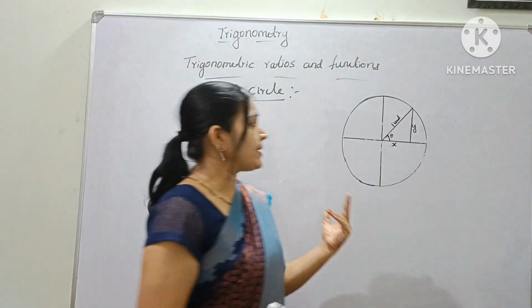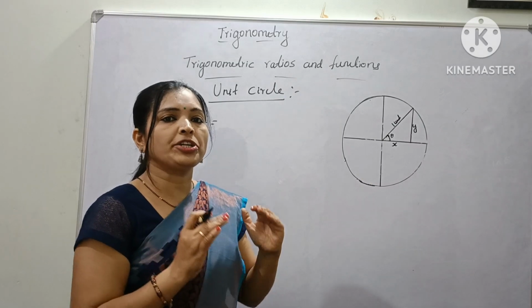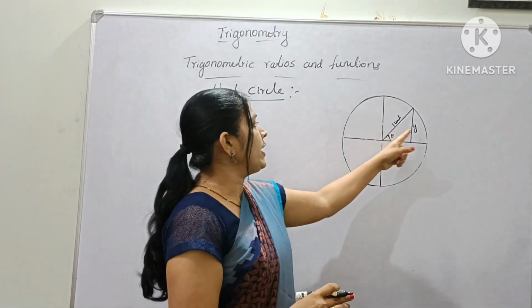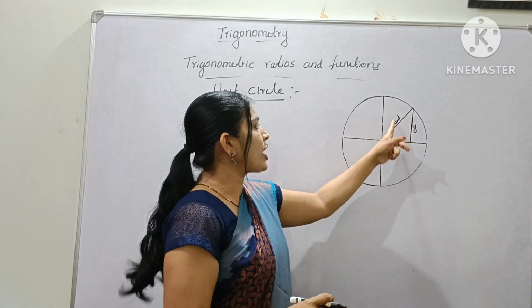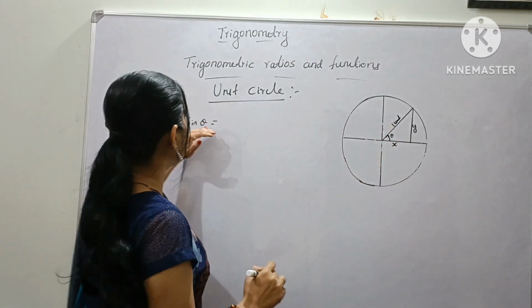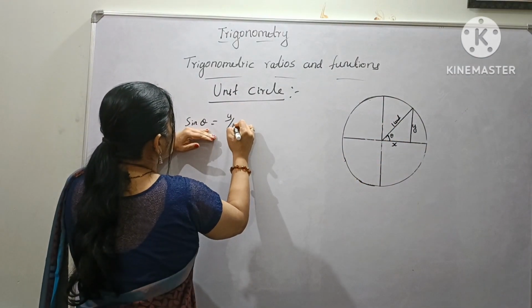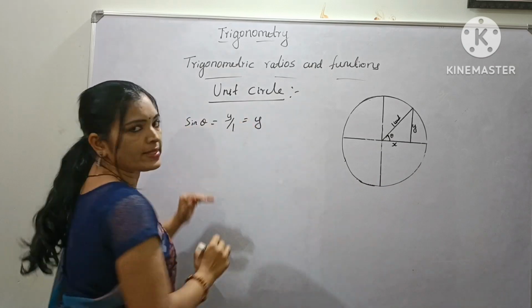Sin theta is nothing but opposite side divided by hypotenuse, right? Here opposite side is y and hypotenuse is 1. So sin theta is nothing but y divided by 1, that is y itself.